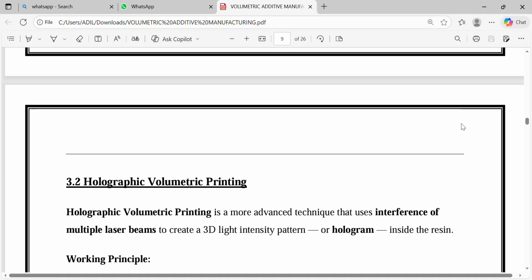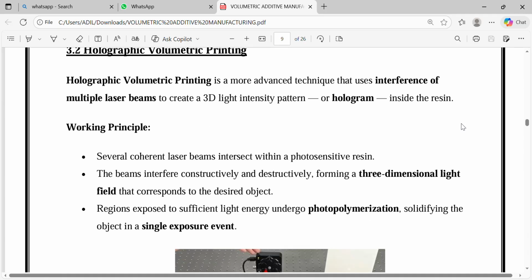Now we will discuss holographic volumetric printing. Holographic volumetric printing is a more advanced technique that uses interference of multiple laser beams, which creates the complex 3D patterns. It enables volumetric exposure and simultaneous solidification of multiple points. It can increase the printing speed and resolution, to create a 3D intensity pattern or hologram inside the resin.